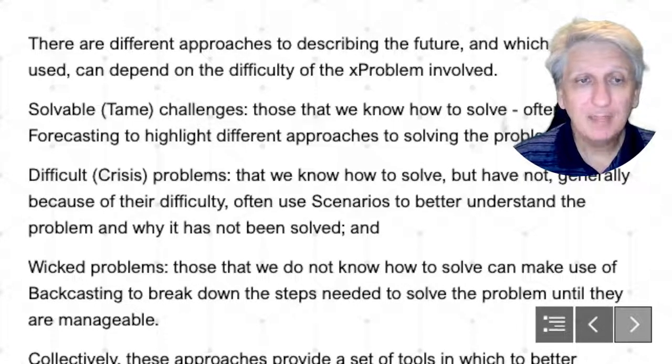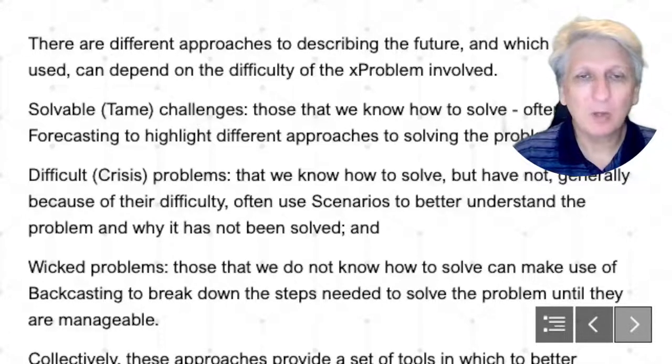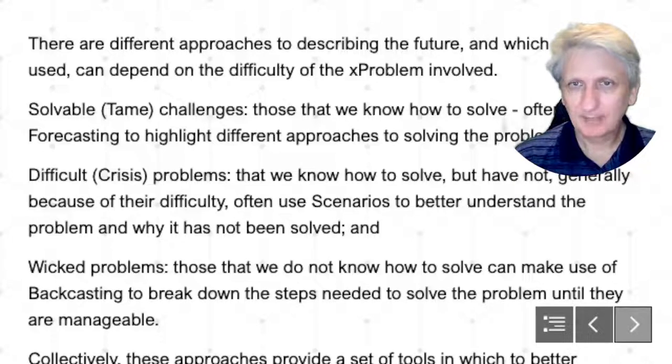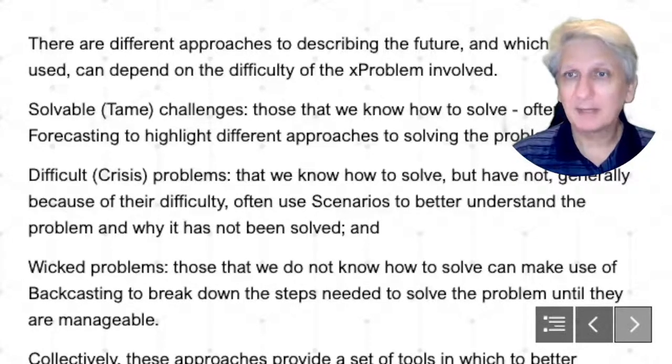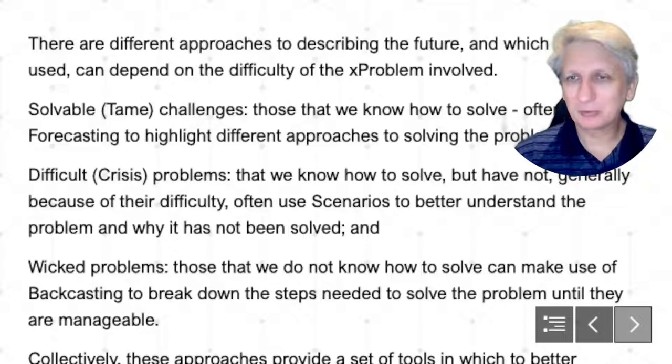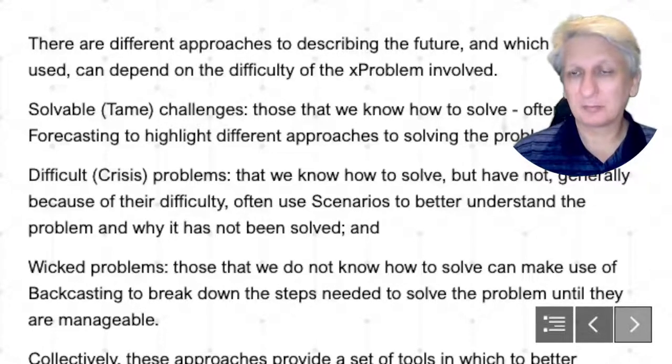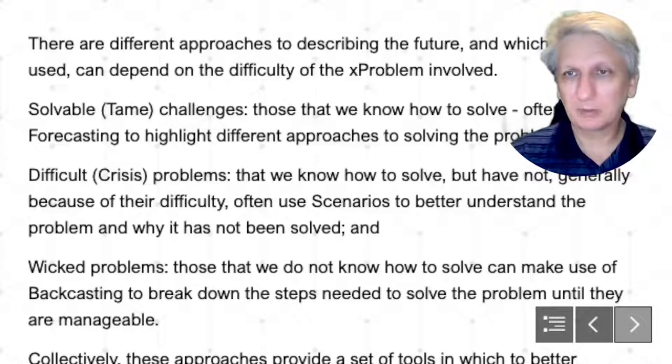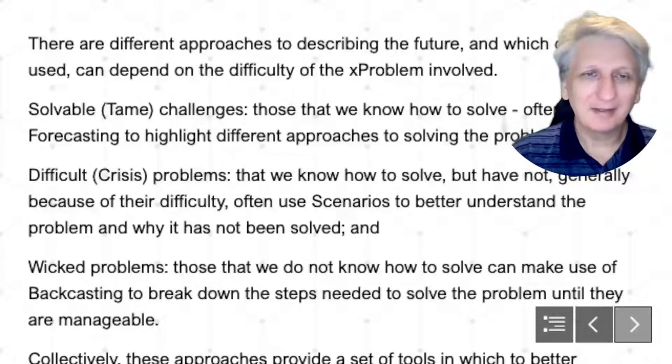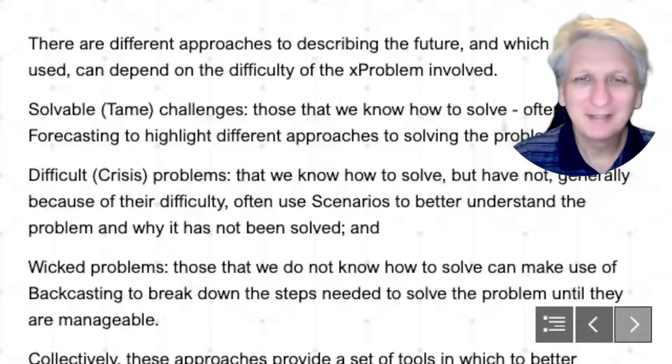Now, the next type of problem are called difficult problems or crisis problems. Now, these are problems that we know how to solve, but they're too difficult. We could solve poverty in the world by giving everyone money. We don't have the resources to be able to solve it in that way, though, because it's too difficult to achieve that. Well, possibly it's not, but the will is not there to solve that difficult problem in that way.